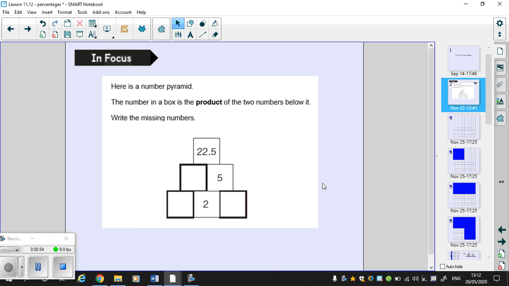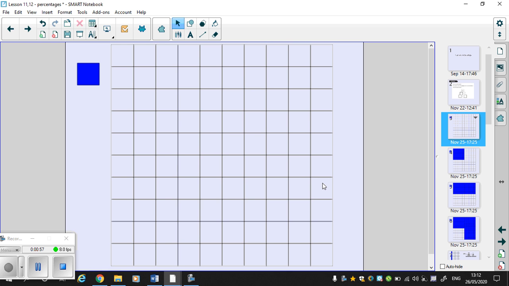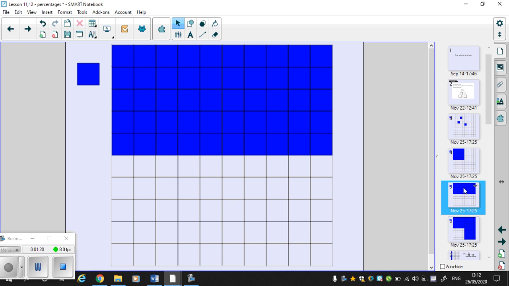Moving on to percentages. If we remind ourselves about fractions, what I have here is a grid made up of 100 squares. If I shade in 3 of those squares, any 3 squares, I have shaded 3 out of 100, 3 over 100, 3 hundredths. If I was to shade 50 of those squares and you stand back and have a look, you can see that I have shaded half of the grid. 50 out of 100, 50 over 100 is the same as a half.